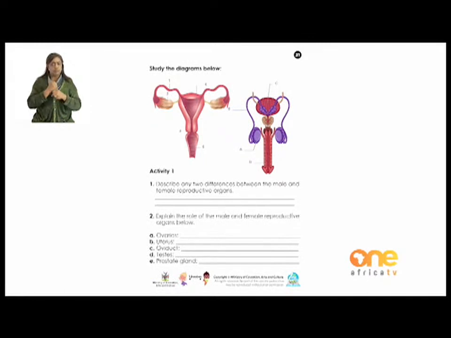And at number 1, you should describe any two differences between the male and female reproductive organs. So you look at the diagrams and then you describe any two differences between the male and female reproductive organs. And at number 2, you explain the role of the male and female reproductive organs below. A is the ovaries, B, uterus, C, oviduct, D, testis, and E, the prostate gland.